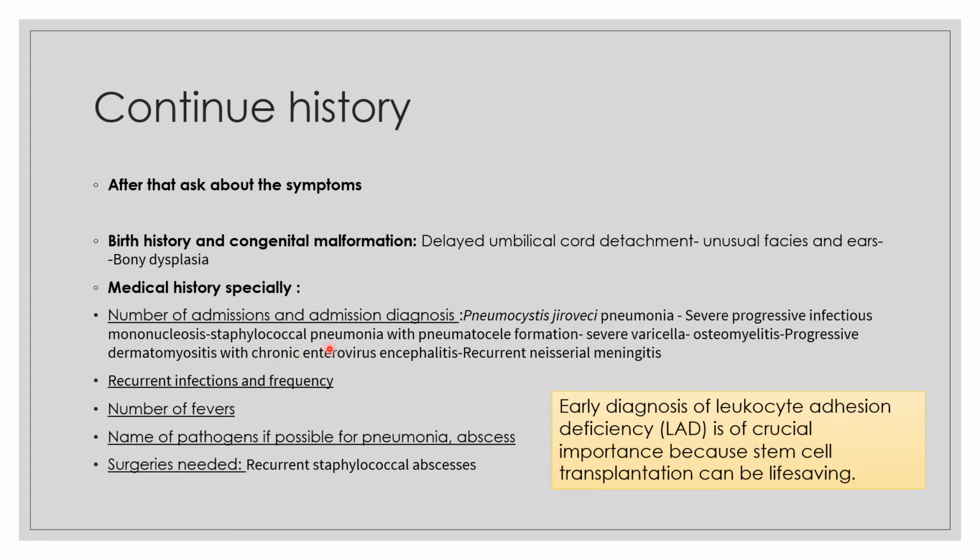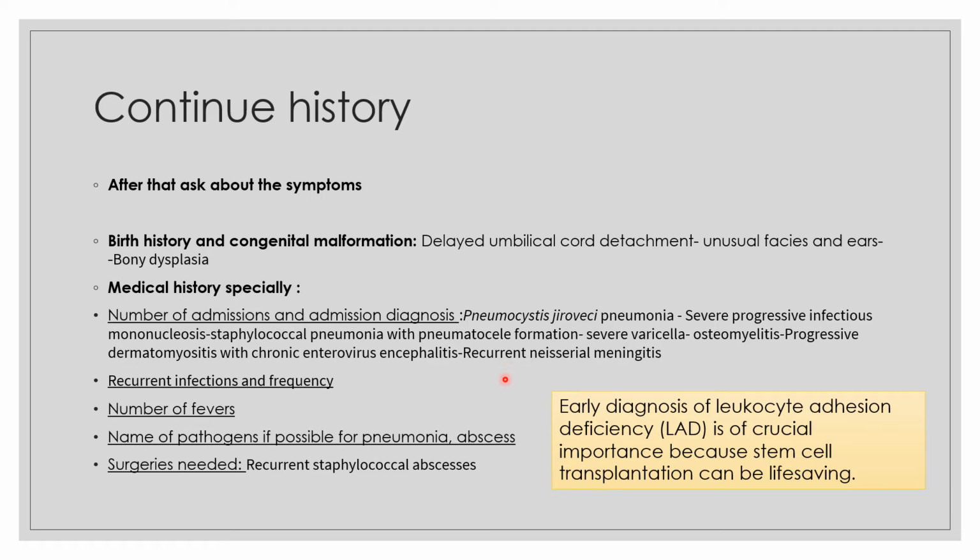If the patient had staphylococcal pneumonia, if the patient had pneumococcal infection as a complication of the pneumonia, if the patient went through severe varicella or osteomyelitis or recurrent osteomyelitis or progressive dermatomyositis with a chronic enterovirus encephalitis or any recurrent nasal meningitis. All this information is important. We should ask about recurrent infections, number of fevers, name of pathogens if possible for pneumonia and abscess, and if there are any surgeries done like incision and drainage in recurrent staphylococcal abscesses.